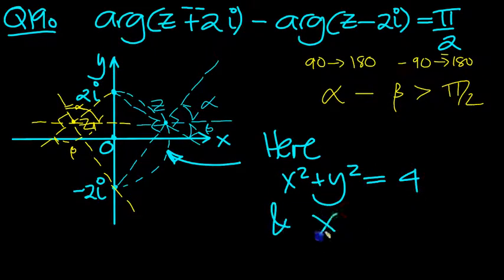And we've also got x is bigger than or equal to 0. Is it equal to 0? Well, if you have a point here, then the argument of this would be 90, and the argument of this would be 90. So it's going to be greater than 0. It comes off the edge of the circle. And then any point in here, the difference is 90. Okay, good.